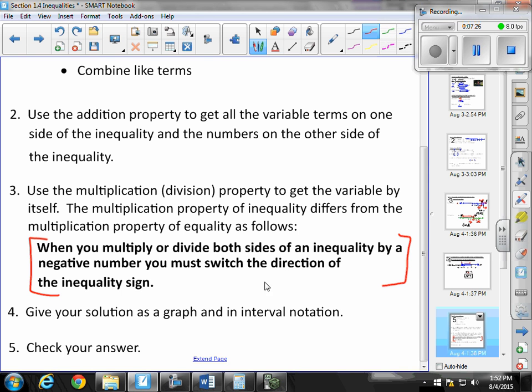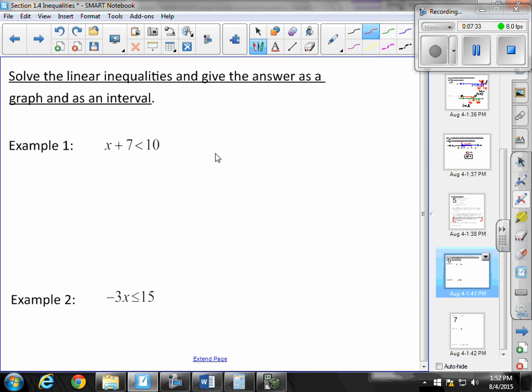Give your solution as a graph and in interval notation and check your answer. So let's do some examples. This time my inequality sign divides my inequality into two sides, the left and the right. In order to get x by itself, I have to subtract 7 from each side of my inequality. I'm not dividing, so I don't have to worry about changing the direction of the inequality sign. I'm going to have x is less than 10 minus 7 or 3.